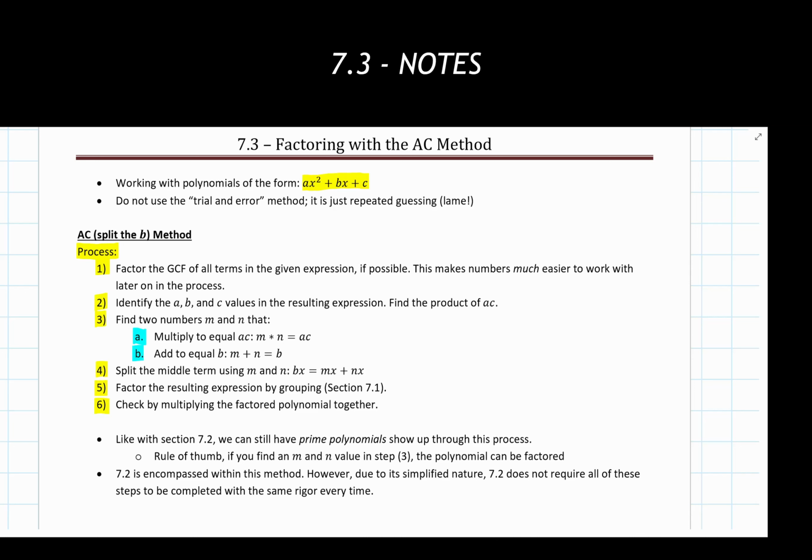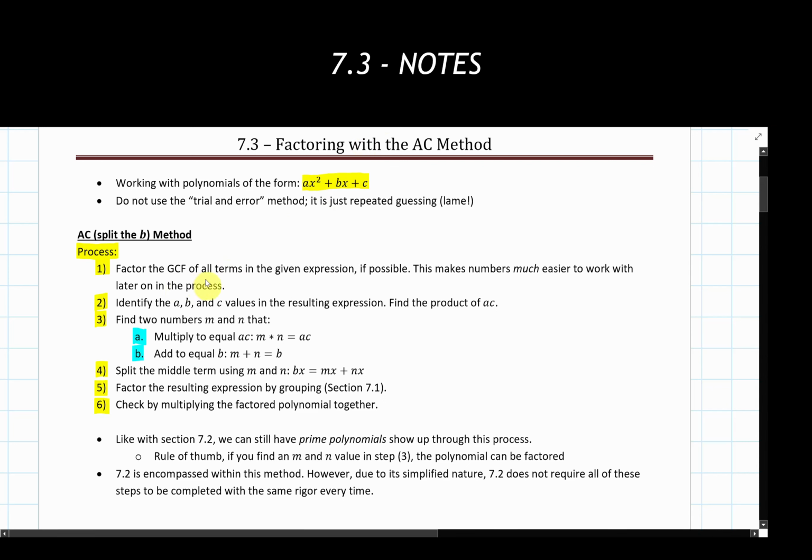Now our first step with the AC method, and this is something you want to do with any and all polynomials that you are factoring, whether it be the AC method or something else, we want to find and factor out the greatest common factor of all terms in the given expression if it's possible. Sometimes we have a greatest common factor and sometimes we don't. It all depends on the problem that we've been given, but if you can, you want to make sure you do this. We're going to see later on with a couple of these examples that if you do this, it's going to make numbers much easier to work with later on. And that's going to become pretty apparent with some of our examples.